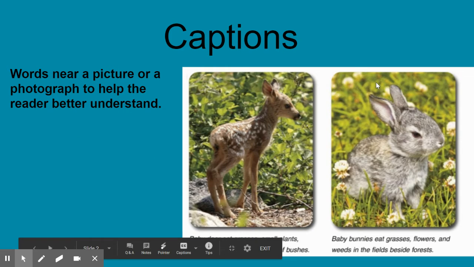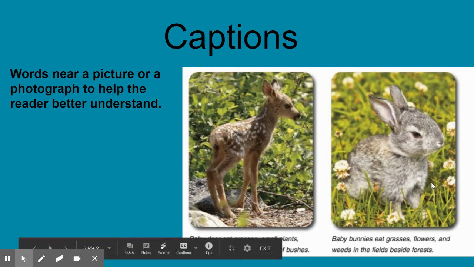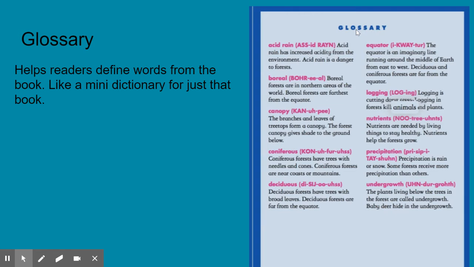First one is captions. Captions are the words that are near the picture or the photograph to help the reader better understand. So down here, there's the little bunny, but then it says, baby bunnies eat grass, flowers, and weeds in the field beside the forest. That's a caption. It gives you more information to help you understand the picture better.